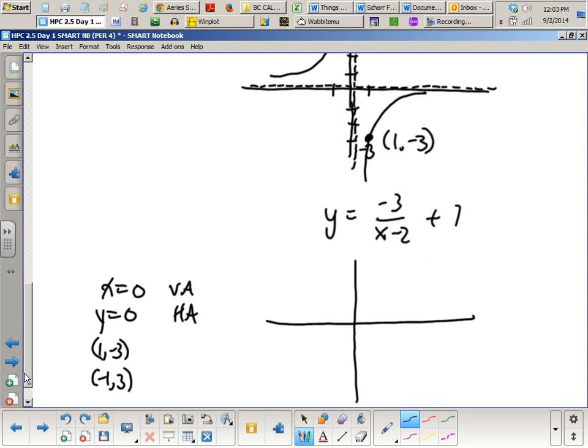Okay, what happens if you take the vertical asymptote and you shift right 2? It's going to go over to x equals 2. All right, so let's move that first. I like to move the asymptotes first. There we go.